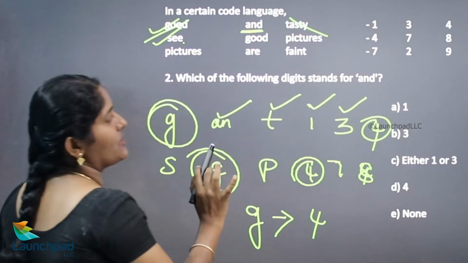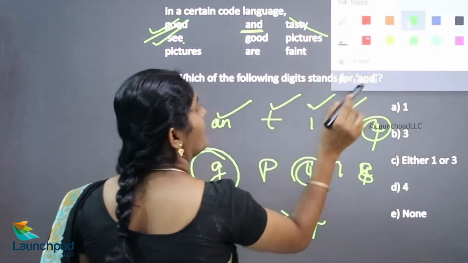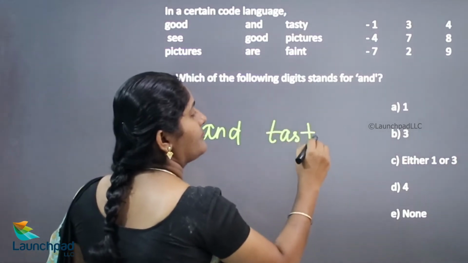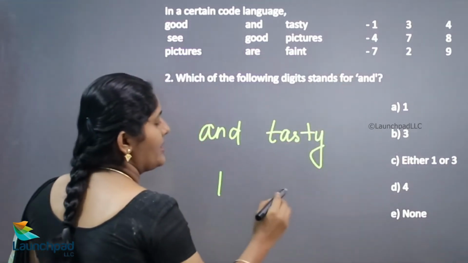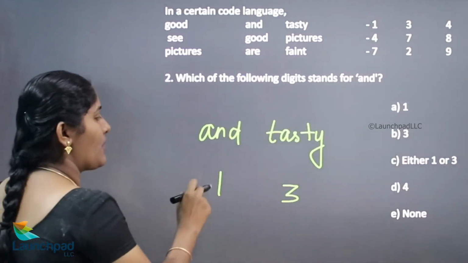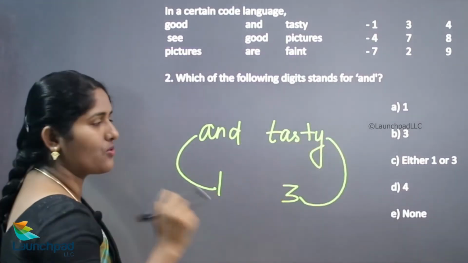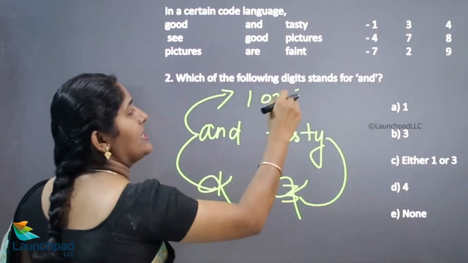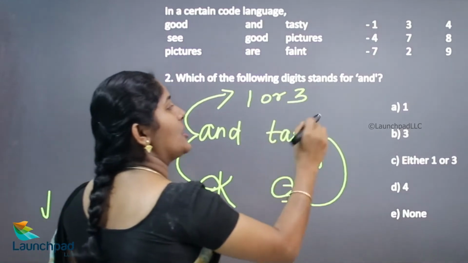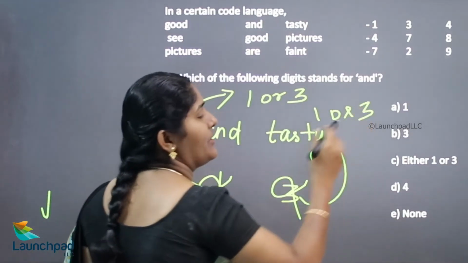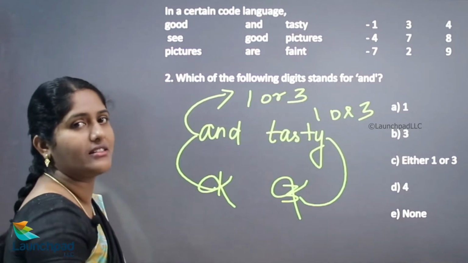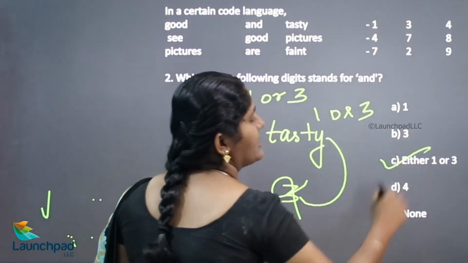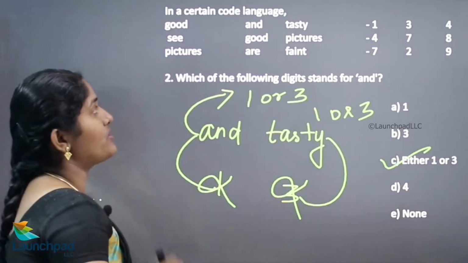So according to this question, for "and" and "tasty", the remaining numbers are 1 and 3. We should not consider 1 for "and" and 3 for "tasty"; that is wrong. The code for "and" is 1 or 3. Similarly, the code for "tasty" is 1 or 3. We cannot give a definite answer. Either 1 or 3 is the code for "and". So option C is correct. We'll move on to the next question.